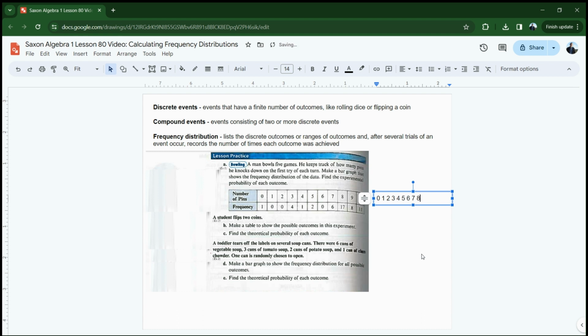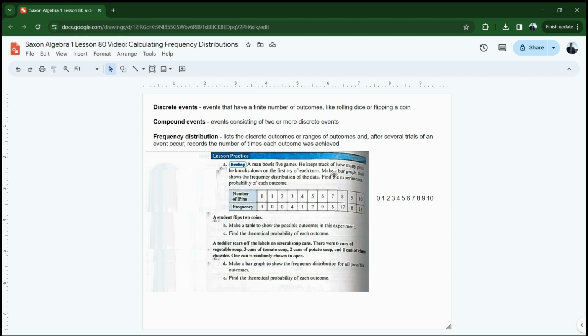6, 7, 8, 9, 10. This is not a very nice set of data. From 0 to 10, how many numbers are there? Now you're used to counting from 1 to 10. There's 10 numbers from 1 to 10. There's 11 numbers from 0 to 10.